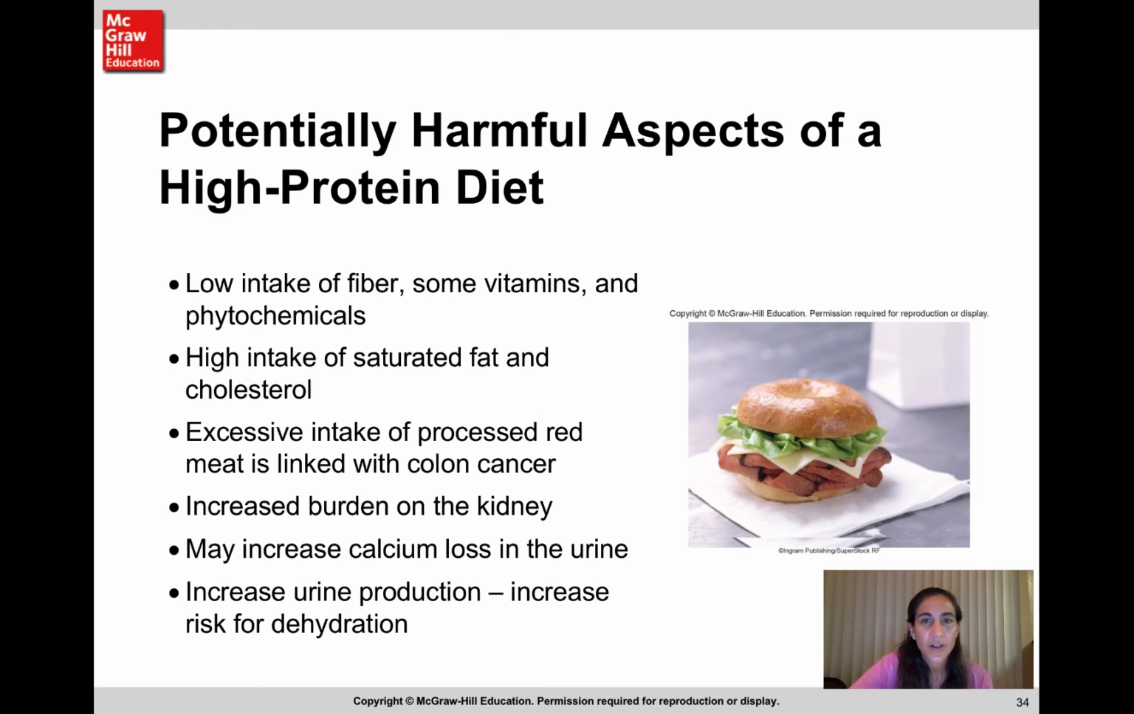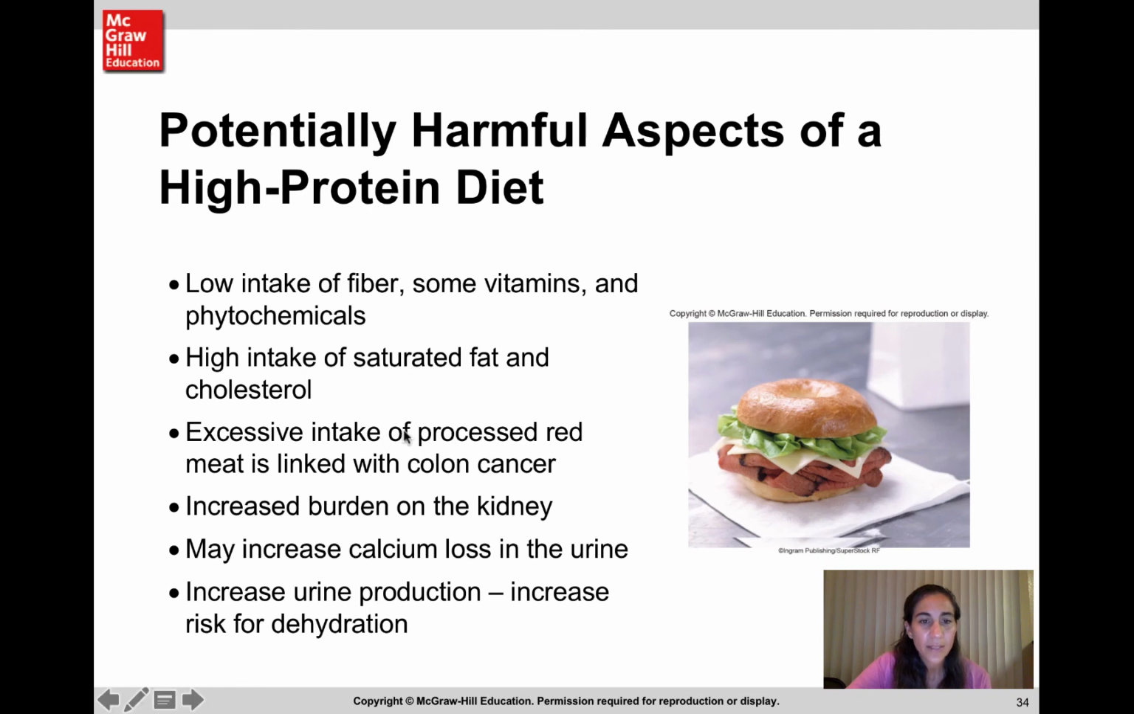So there are potentially harmful aspects of a high protein diet, and we saw that we want to vary our sources of protein to more nutrient dense sources and also more plant-based sources, and having protein intake that is well beyond the RDA may be harmful. Diets high in protein may contain low amounts of fiber, vitamins, and phytochemicals. High amounts of animal sources of protein would be high in saturated fat and in cholesterol.